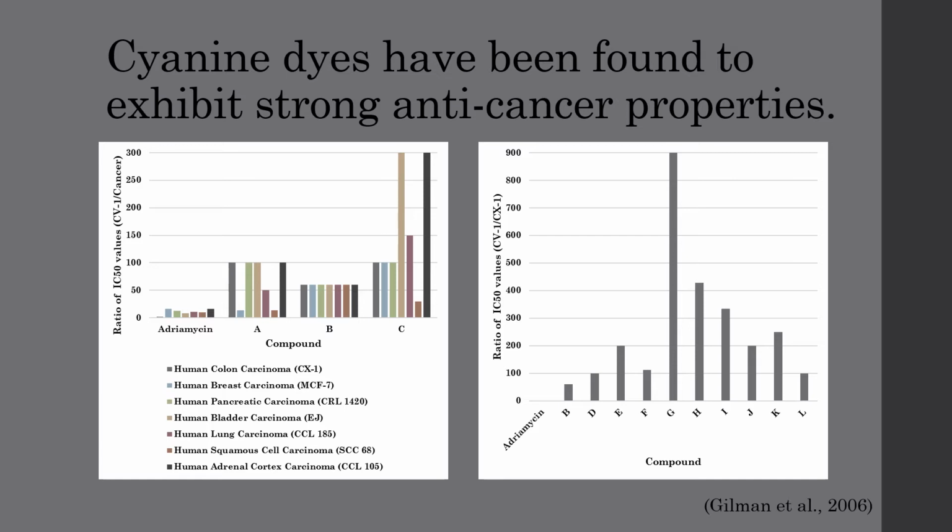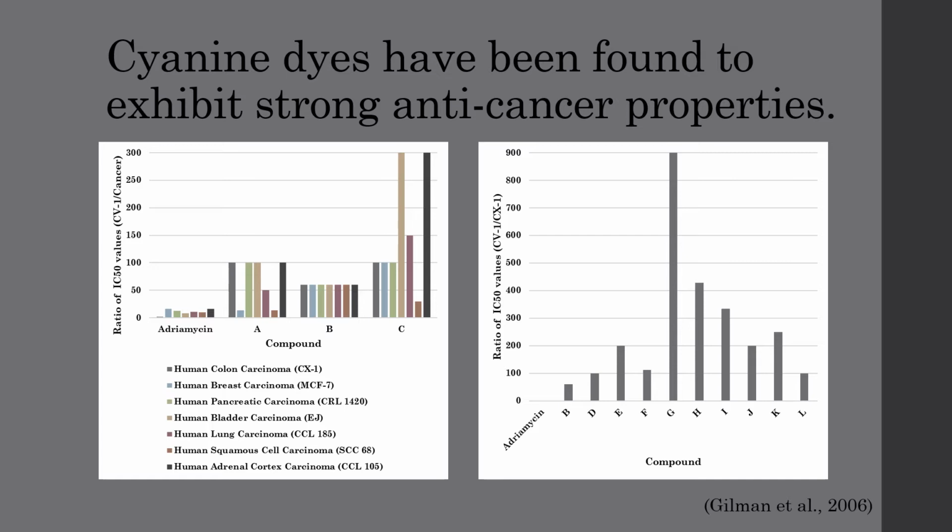The figure on the left depicts the selectivity of a commercial chemotherapy, Adriamycin, against several human carcinoma cell lines, and compares its selectivity towards 3 members of the cyanide dye family. Even at its most selective ratio of 16, Adriamycin pales in comparison to the selectivity of the cyanide dyes, which frequent a ratio of 60 or above, even reaching as high as 300 in 2 instances of compound C.